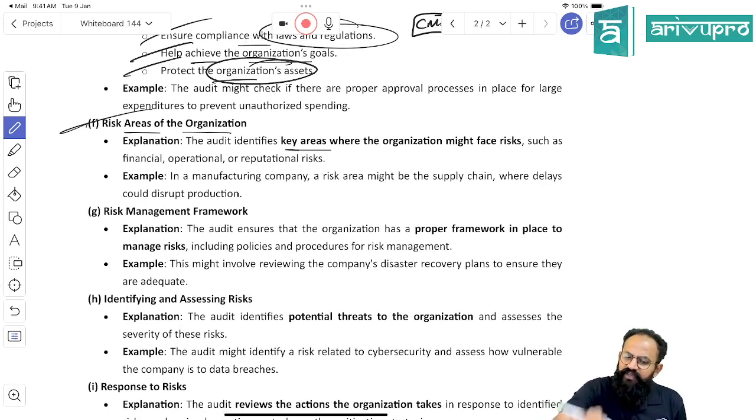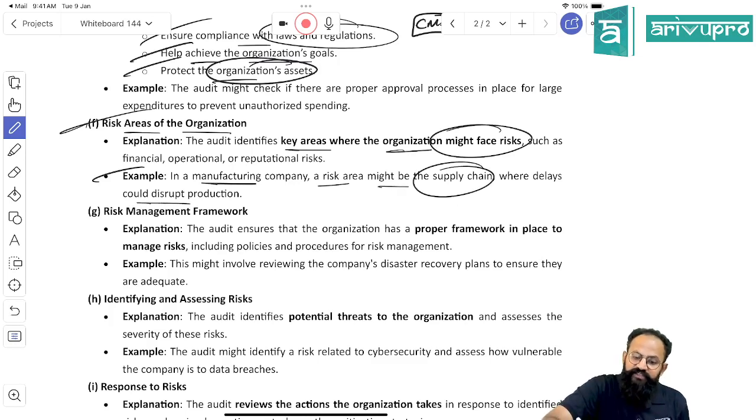The audit identifies key areas where the organization might face risks. Example, in a manufacturing company, a risk area might be supply chain, where delays could disrupt production. See, risk means something that will be running. That's why I tried to get a real manufacturing life example. Now imagine, people, in one of my real life incidents also, I'll tell you, we wanted to buy some product. The product has a lot of demand, but the company is not able to meet its supply. They will say, sir, the material has not yet come. Don't you think it's an opportunity cost for them? In fact, if you actually think, don't you think they are losing out on their customers if they are not able to serve them?